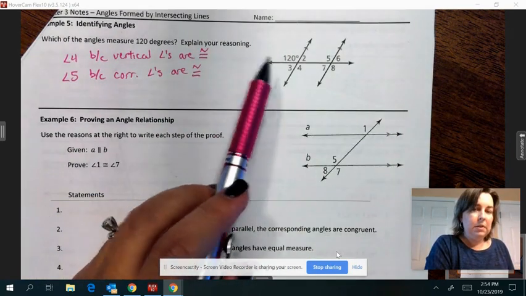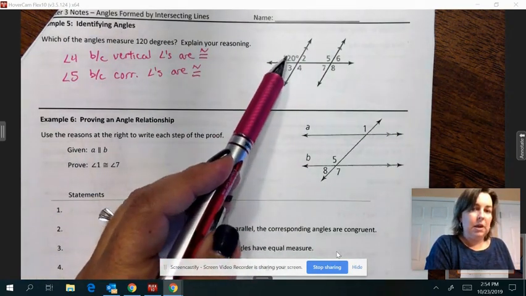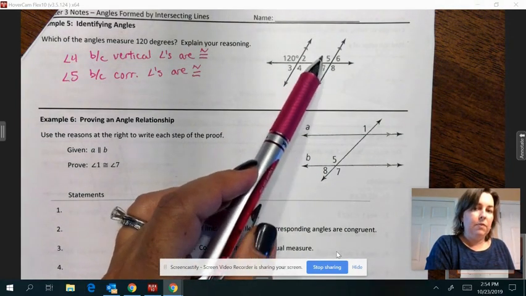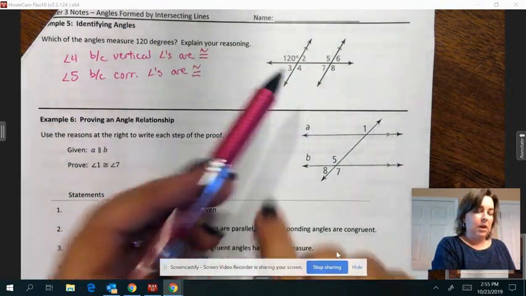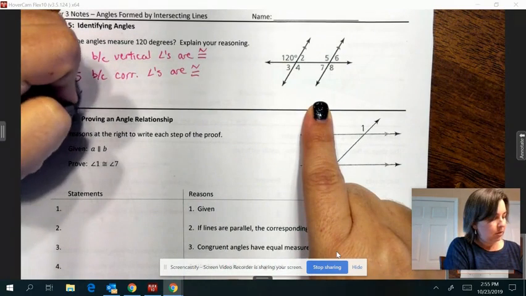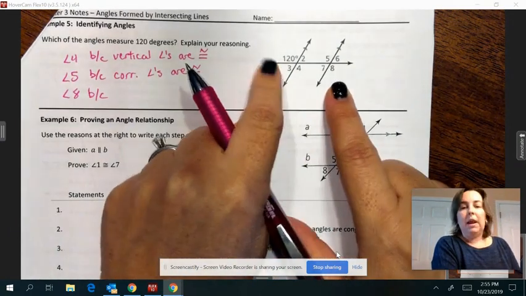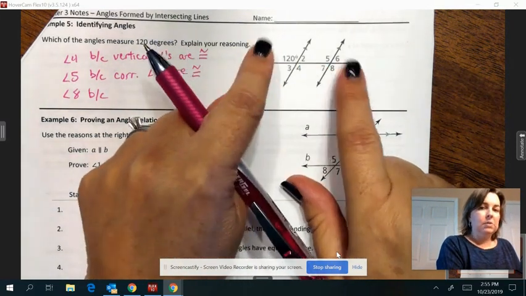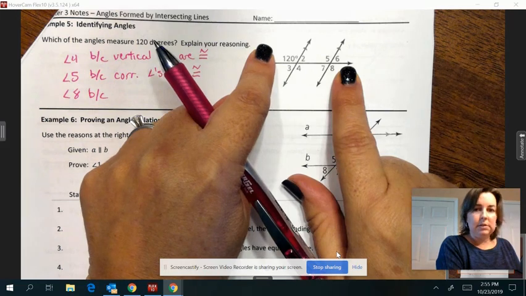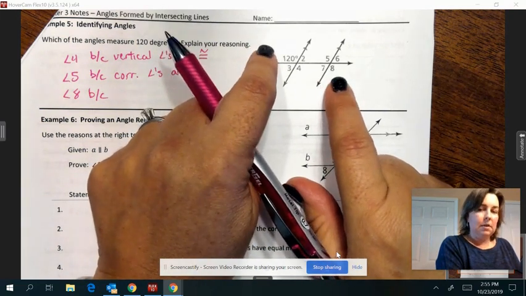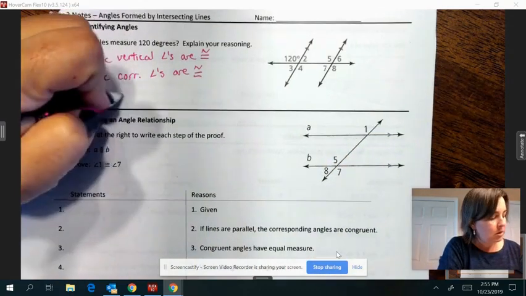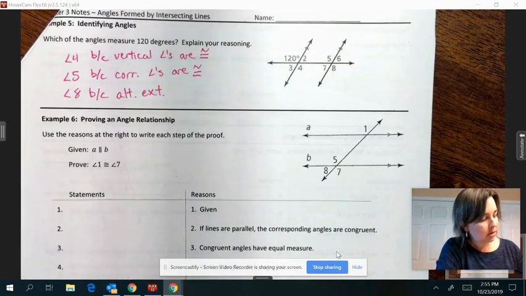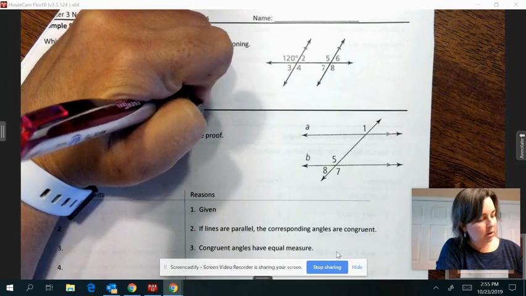Okay, then the last one that 120 is congruent to, so we had 120 and 4, and then we had 5. 8 is vertical from 5, so this 8 also has to be 120. So angle 8. And then my reason for that, I want to see if I can come up with a way to relate 120 and 8. Those two are on the outside of the parallel lines, so they're on the exterior, and they're on opposite sides of the transversal. One's above and one's below. So that one's going to be alternate exterior angles are congruent.